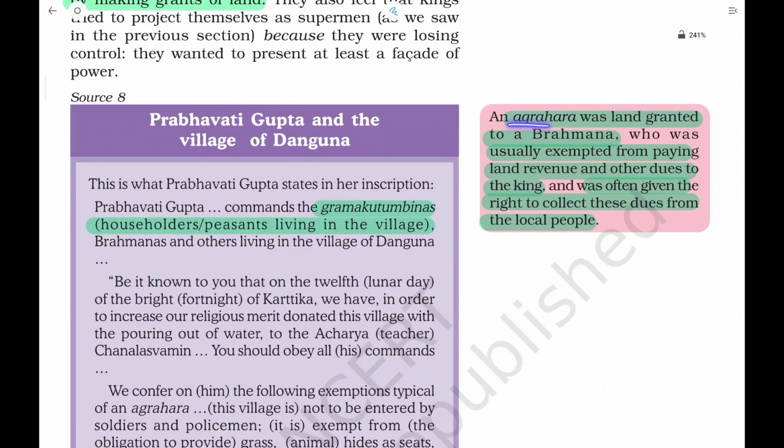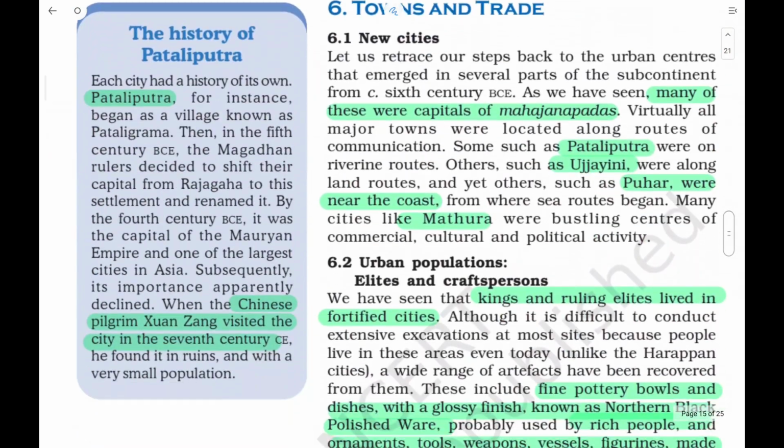Now, what is an agrahara? Agrahara was land that was granted to a Brahmana, who was usually exempted from paying land revenue or other dues to the king and was often given the right to collect these dues from the local people. Okay, so this was the meaning of agrahara. Now let us see the next.